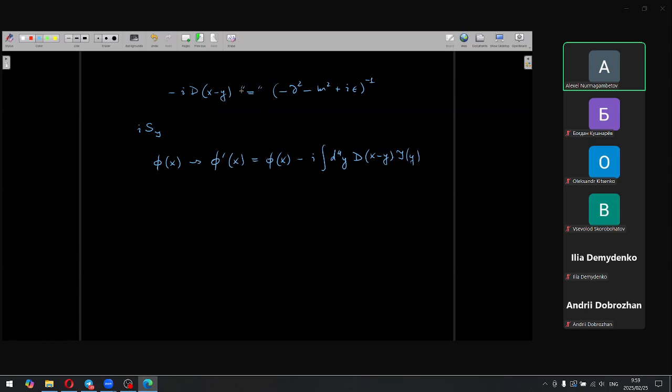And according to this formal construction, we can equivalently say that we have here the following shift by the inverse Klein-Gordon operator acting on the external source: plus minus d square minus m square plus i epsilon, inverse, acting on j at point x.